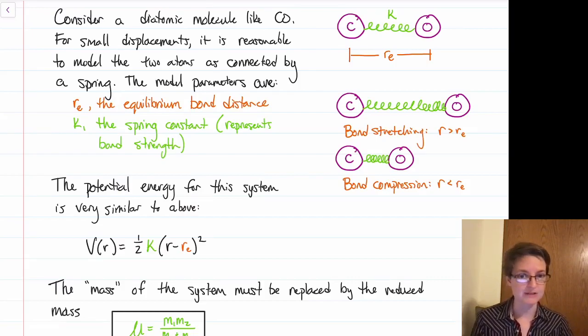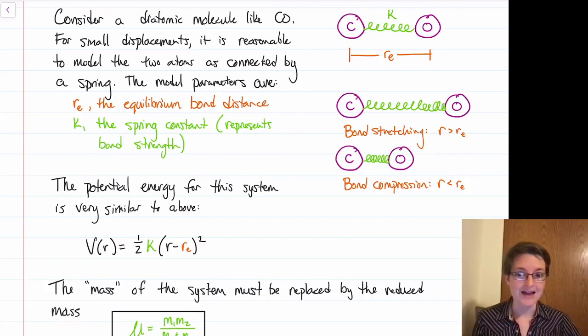At small displacements, or assuming that we're not too far away from our equilibrium bond distance, it turns out to be reasonable to model the two atoms as being connected by a spring and subject to this Hooke's law force, or this harmonic oscillator potential, if you like. Very similar to our mass on a spring example, the two model parameters that we're going to introduce are, first of all, R sub E, the equilibrium bond distance of this molecule, and secondly, K, the spring constant.